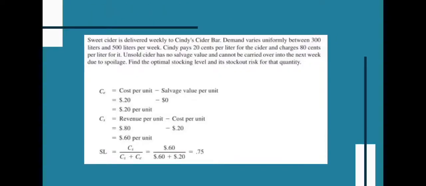Like, for example, Sweet Ciders is delivering weekly to Cindy Ciders Bar. Demand varies uniformly between 300 liters and 500 liters per week. Cindy pays 20 cents per liter for the ciders and charges 80 cents per liter for it. Unsold ciders have no salvage value and cannot be carried over into the next week due to spoilage. Find the optimal stocking level and its stock out risk for a quantity.